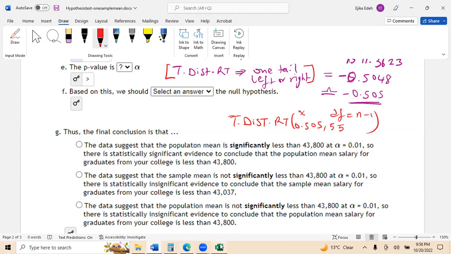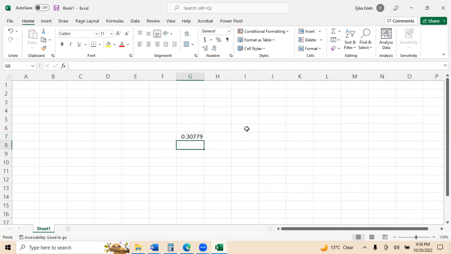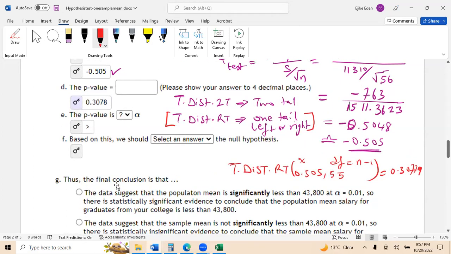Then let's go back to the Excel and get the actual answer. So you put in your value, T.DIST.RT, 0.505, 55, then press enter, and it gives you your p-value. So our p-value is 0.30779. Okay, so let's see. I didn't show the answer key here. Okay, it's shown there. So if you round this off to 4 decimal places as the question demanded, this will be approximately 0.3078. Okay, so that agrees with the answer here.